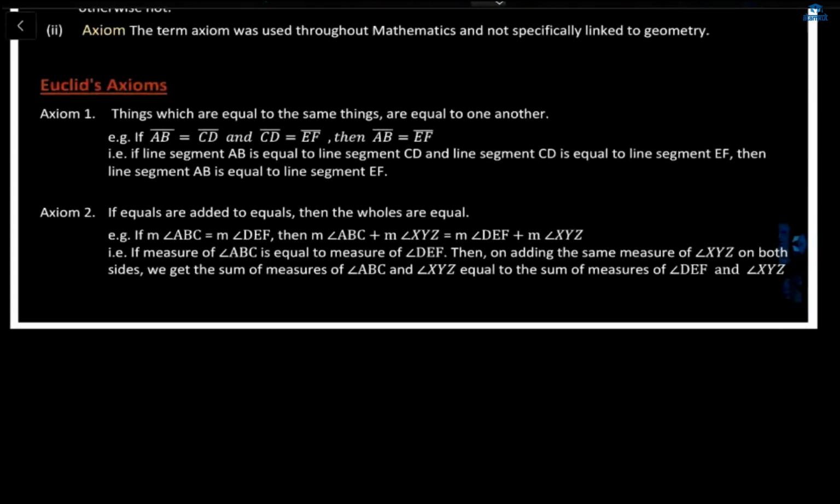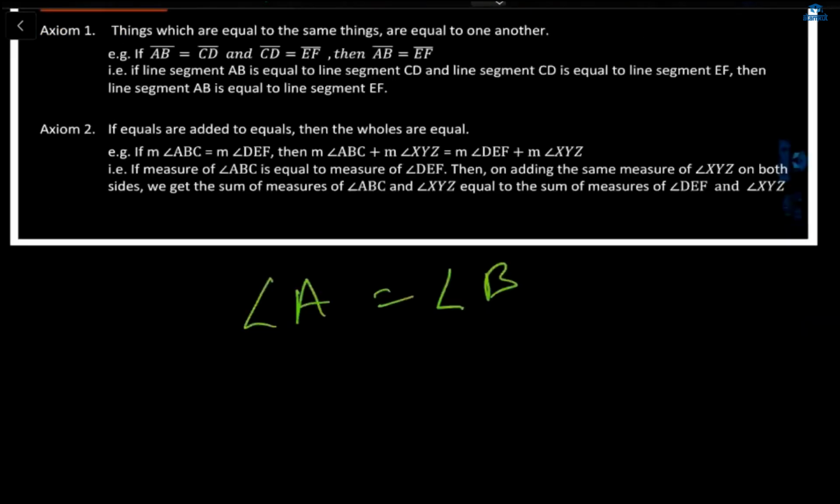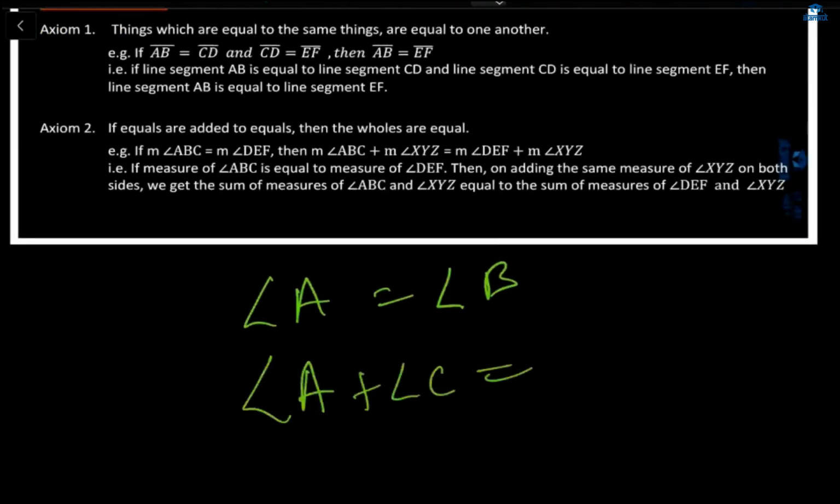So an example you can see here: if the measure of angle ABC is equal to the measure of angle DEF, then on adding similarly, like for angles also, here it is telling an example of geometry. So in that way also you can use it. If angle A is equal to angle B, and you add angle C here, will this be equal or not? Because angle C is already equal to itself, and from the first statement angle A is equal to angle B, so angle A plus angle C will be equal to angle B plus angle C.